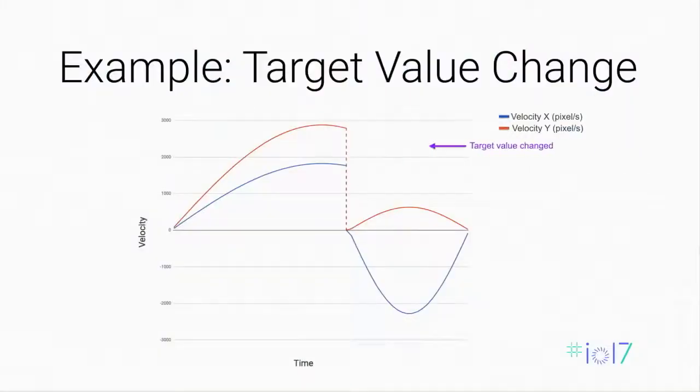But the problem with that is, as you can see, it leads to a really sudden and abrupt change in the movement. And if we look at the velocity chart for this animation, the blue and red curves in here represent the velocity x and y. At the moment of target value change, the velocities are dropped immediately back down to 0. And that's because we have canceled the ongoing animation. And then the velocities will start changing again once the new animation starts. But this discontinuity in velocity can create a really jarring experience for the user.